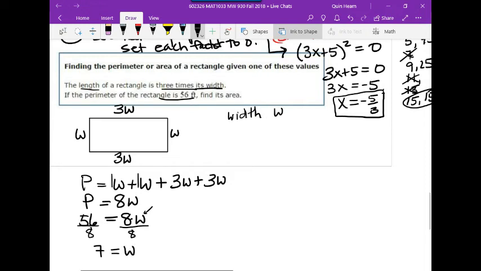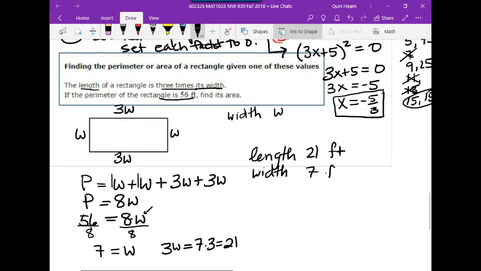And then we have to find our length. But remember, the length is 3w. So 3w would be 7 times 3, which would be 21. So our length is 21, and they're using feet. And our width is 7 feet. But that's not what they asked us for. In some problems, they'll ask you for the dimensions, and that's what you would give them. But in this case, they said find its area.